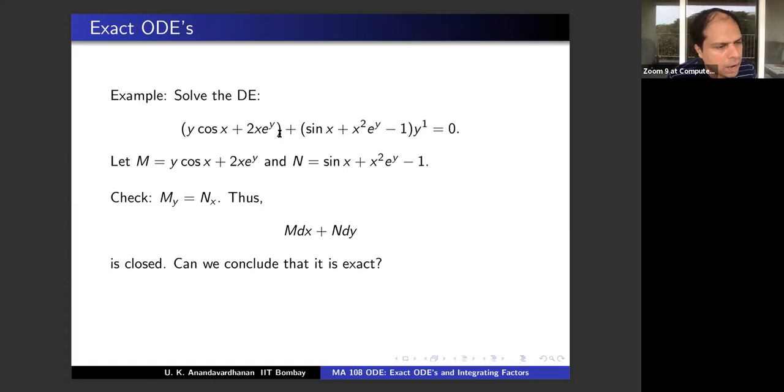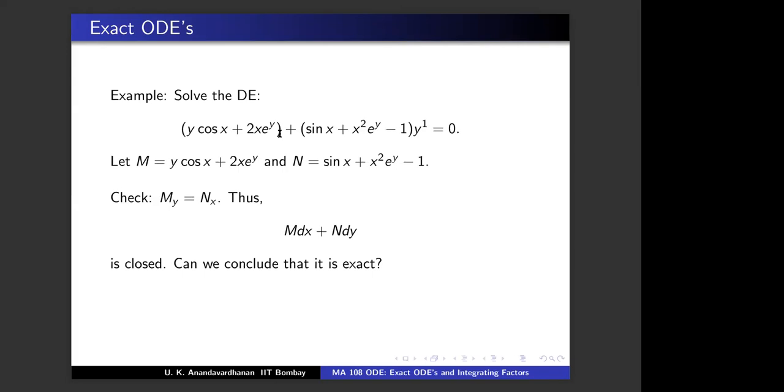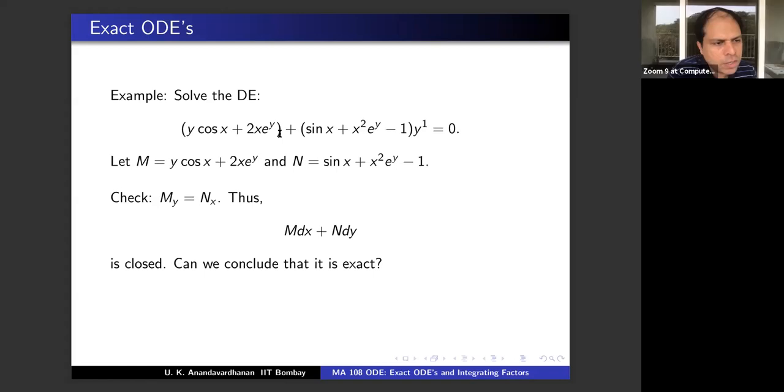Is our understanding clear? Whenever the domain is not defined, the domain is understood to be the maximum possible domain where the function is defined. Okay, so now can you conclude it is exact? Yes, sir. Why? Because R2 is simply connected.